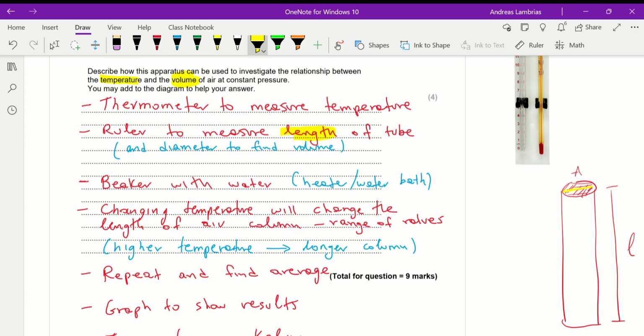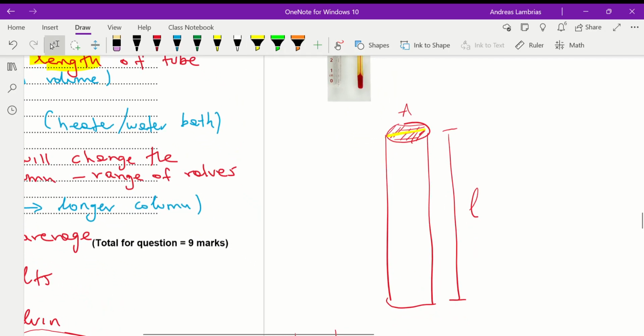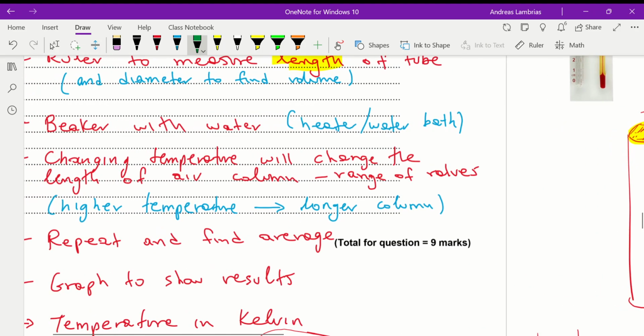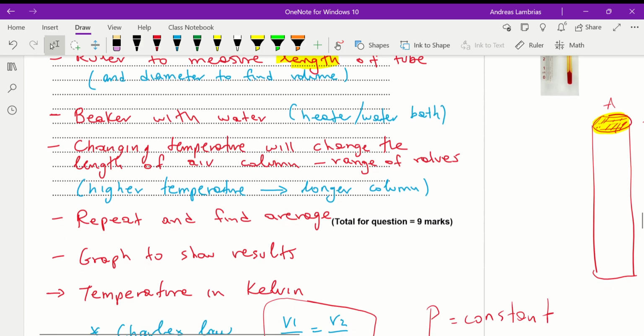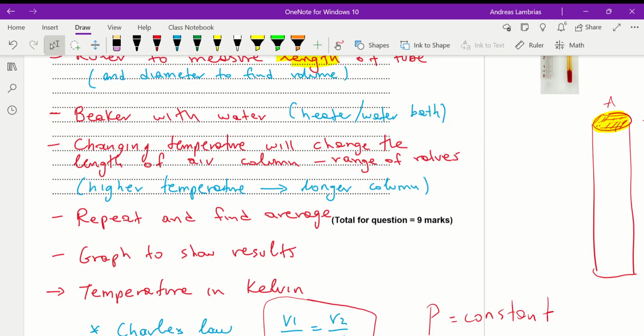If, however, I want to measure the volume, then I need to do some more measurements. I need to find the diameter of the tube in order to find the cross-sectional area, and once I know the cross-sectional area, if I multiply with the length, I will get the volume. So this is a bit of maths. But as I said, length only will give me the relation I want to see. And we need to use a beaker with water, either hot to let it cool or room temperature with a heater to heat it up. Then, as I mentioned, we have to take a range of values on changing temperature and the equivalent length of the air column or the volume.